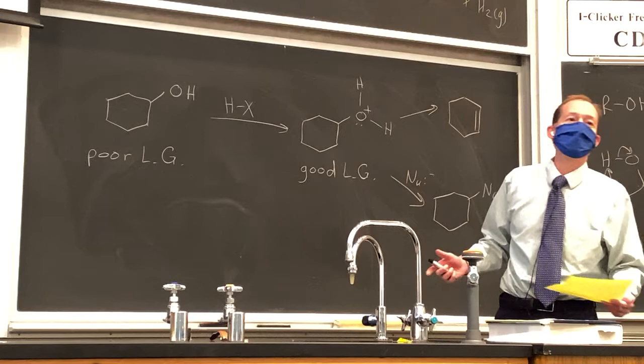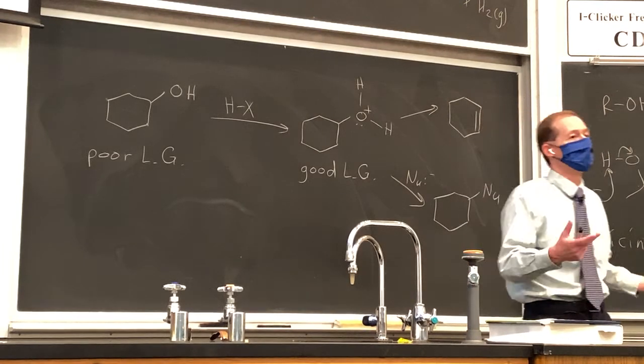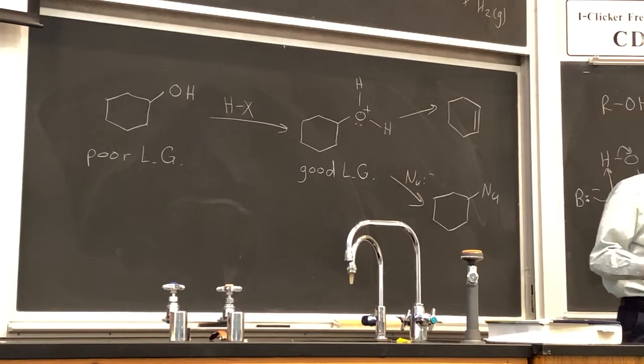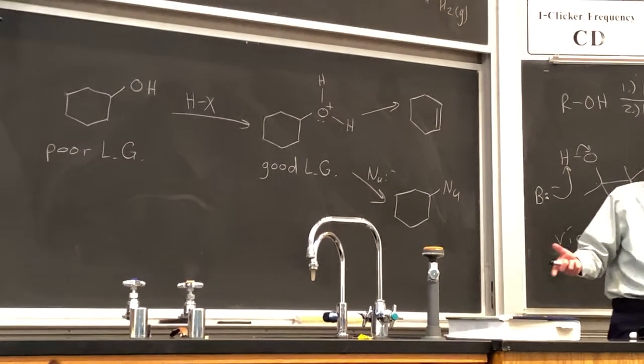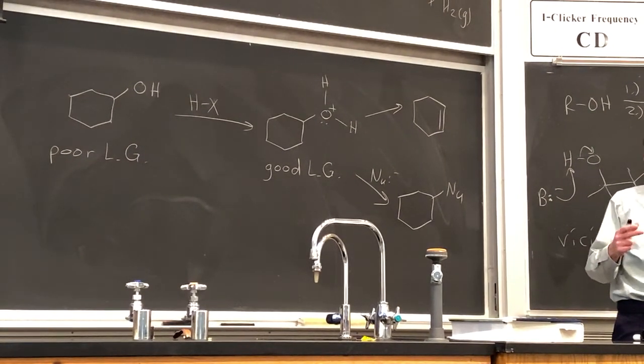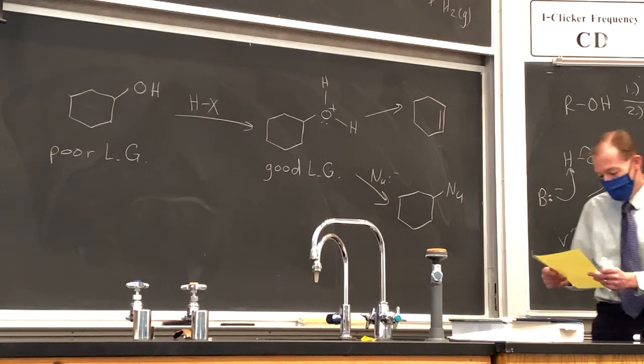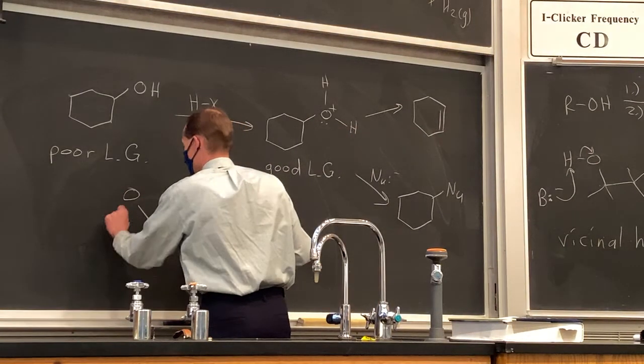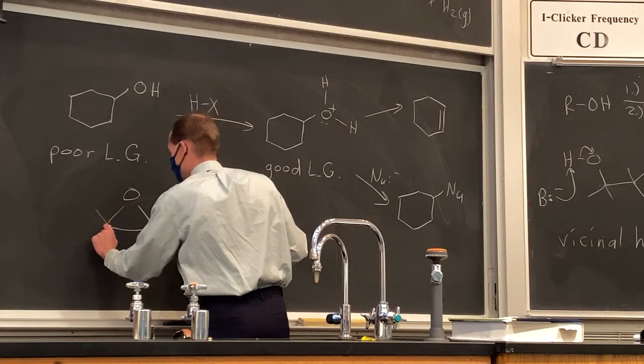So the situation with ethers is very similar. Your leaving group would be an alkoxide instead of hydroxide, but they're of comparable basicity. They're poor leaving groups. So ethers, you're going to have to protonate as well, to convert the alkoxide into a good leaving group.